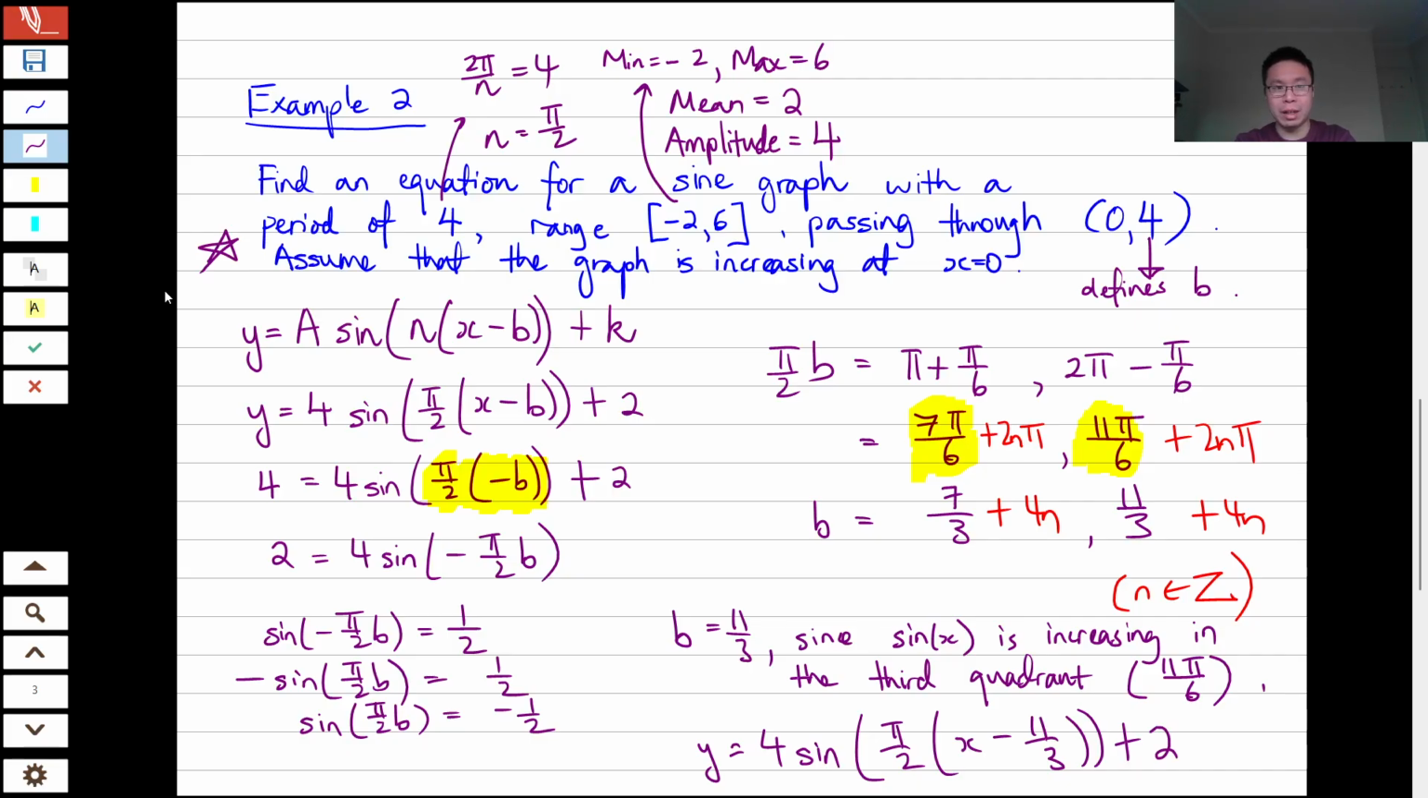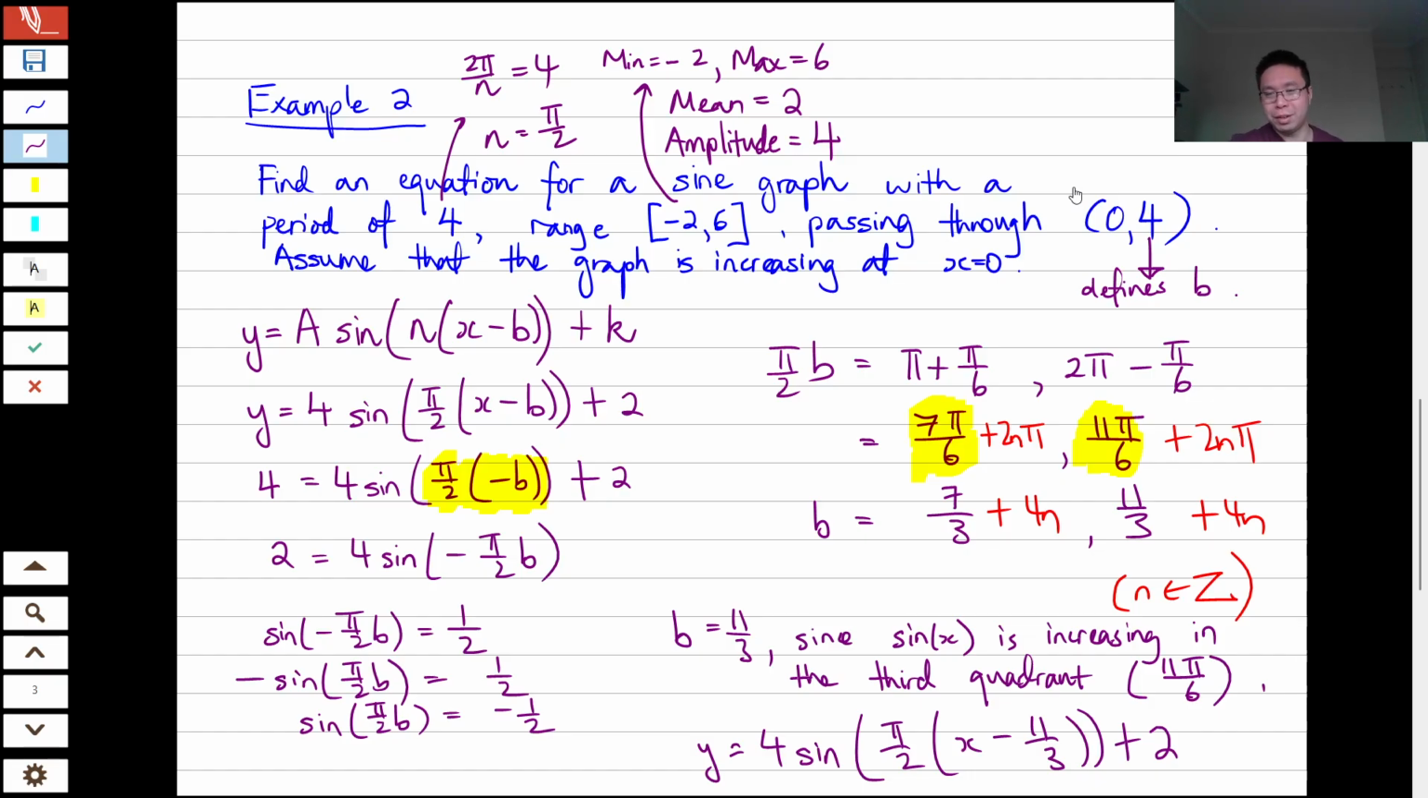If I didn't include that last line, then you would have generated two possible solutions for b. One would have been 7 on 3 and the other would have been 11 on 3. But I wanted to draw your attention to this fact that just because I've given you a coordinate, it hasn't actually completely prescribed the graph, because it could be increasing or decreasing at that point. To define whether the graph is increasing or decreasing, what we needed to do was consider sine and cosine and consider the angle and the quadrant.